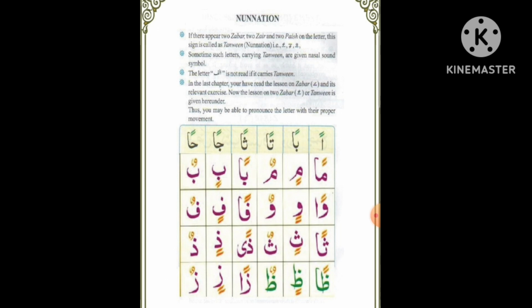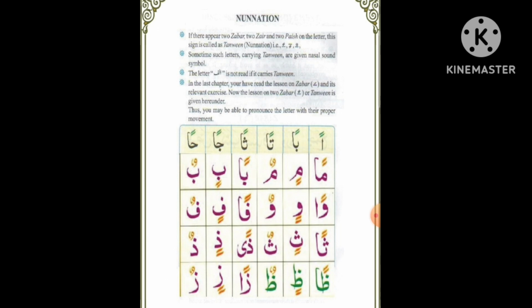When we say alif zabar, it is a. Okay. Alif zabar is a. But when you have alif two zabar, okay, you say alif two zabar, then it is an. You have to join the N sound with the A. Okay, so this is called the nunation. That with each letter you have to join the N sound.